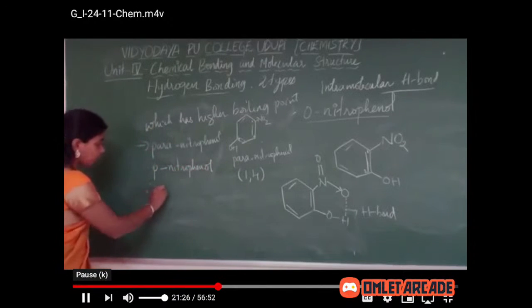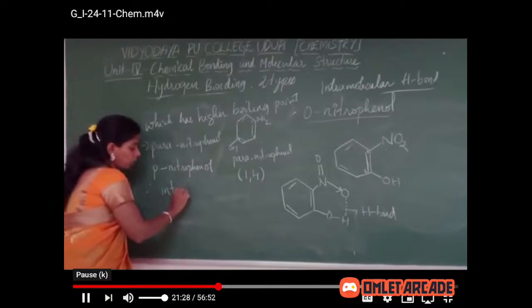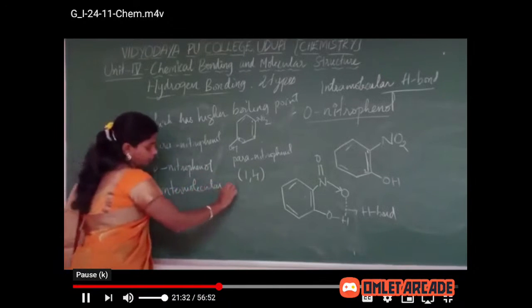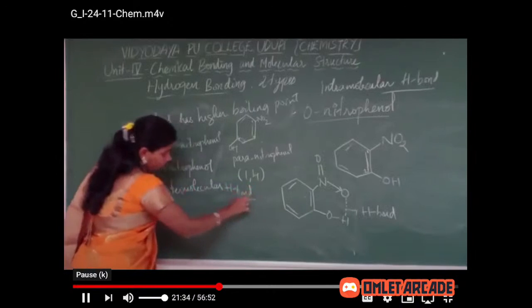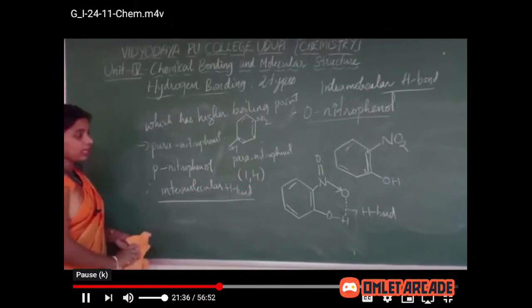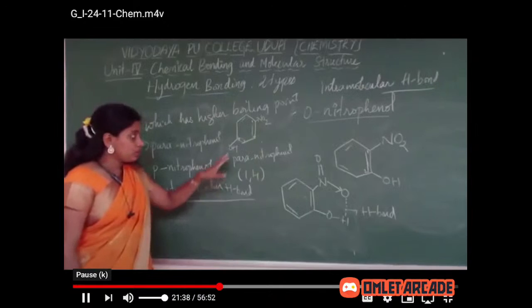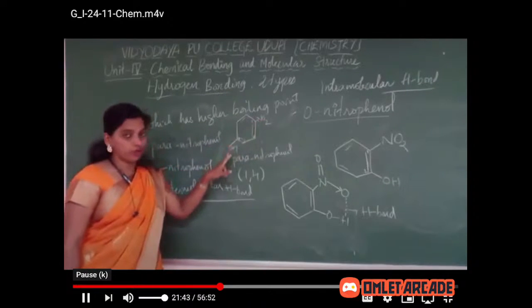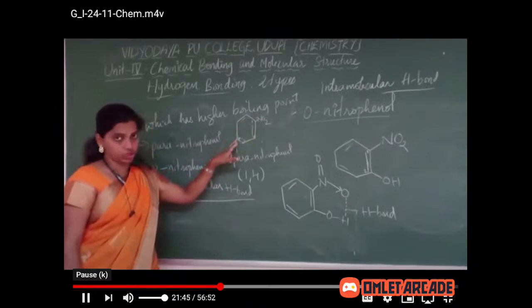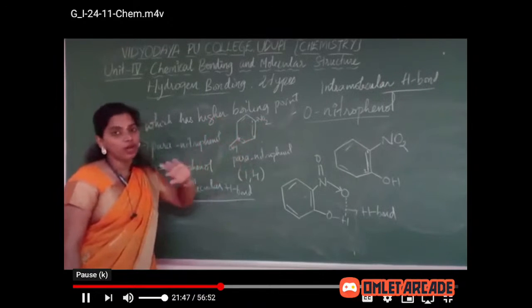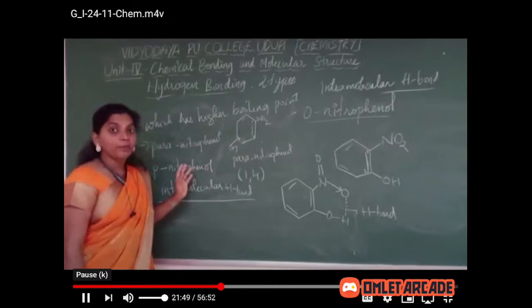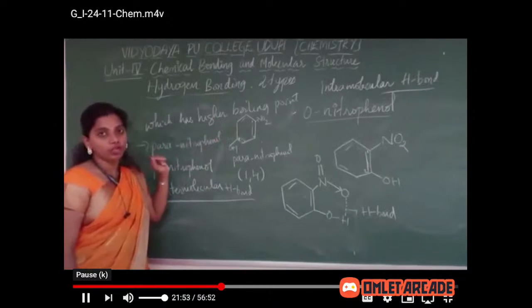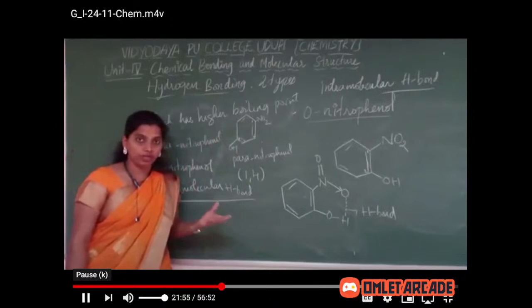Because of the intermolecular hydrogen bond. In paranitrophenol, NO2 is here, OH is here, and they are far away from each other, at the 1 and 4 positions. So within the molecule, hydrogen bond will not form. But between two different paranitrophenol molecules, hydrogen bond will be formed, right?